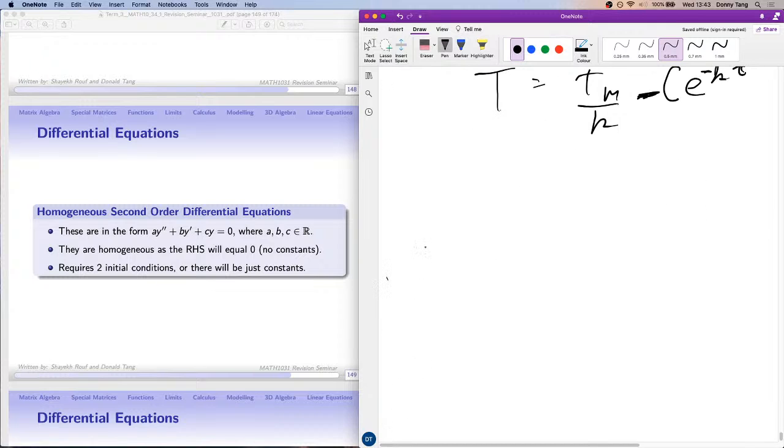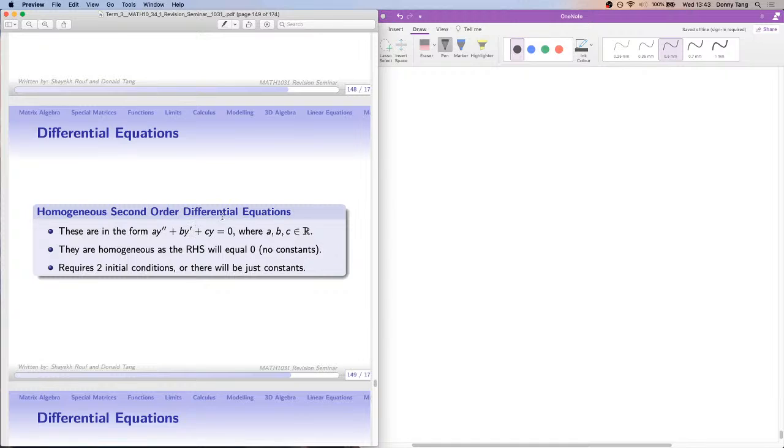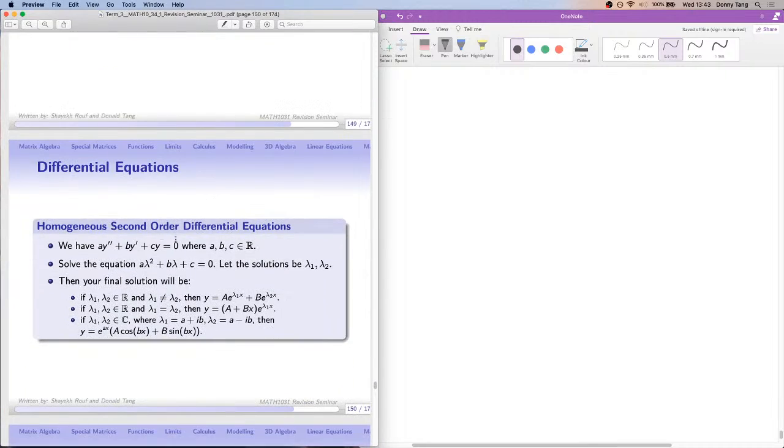Homogeneous differential equations. All right, so this is your homogeneous second order differential equations. Now we're moving on to second order differential equations, where the right hand side is equal to 0. And these require two initial conditions or they'll be constants, for example, a and b. All right, so let's see what's going on here.